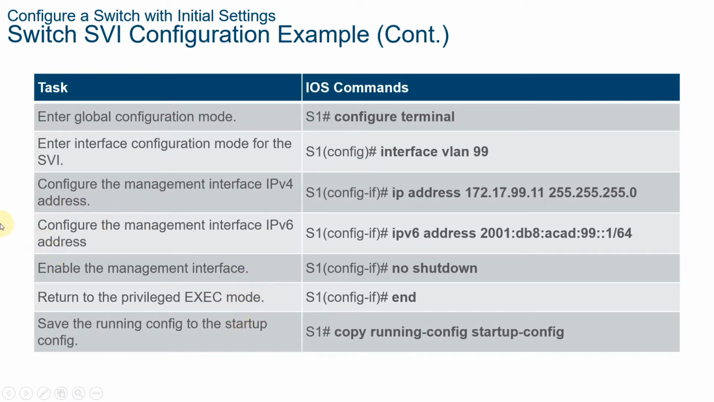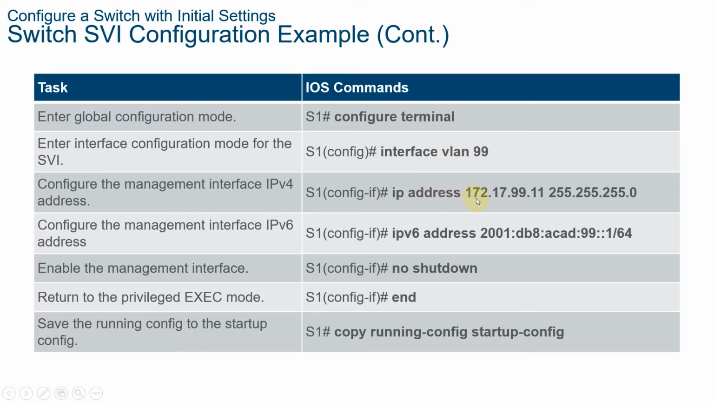So what are the tasks in the SVI configuration? We have here the sample iOS commands. You start on the switch with configure terminal and then interface vlan 99. So we are going to create a virtual interface called VLAN 99, and then assign an IP address, in this example an IPv4 address, on that interface.